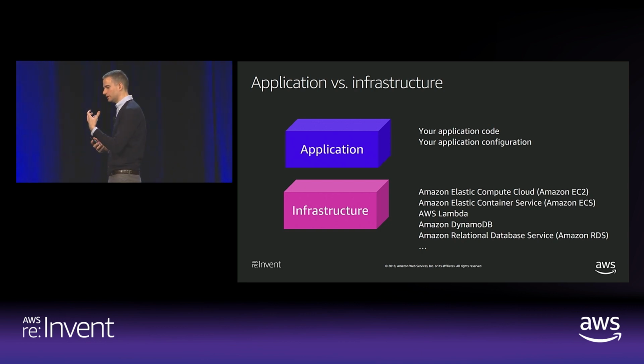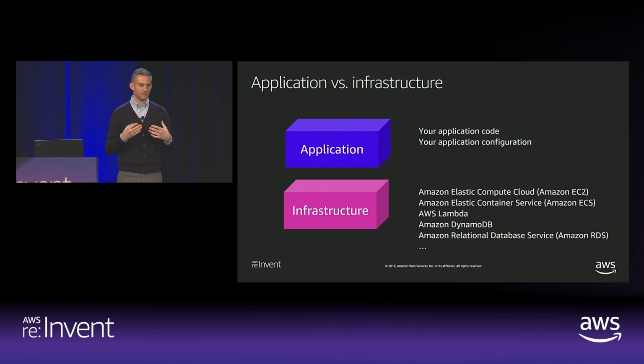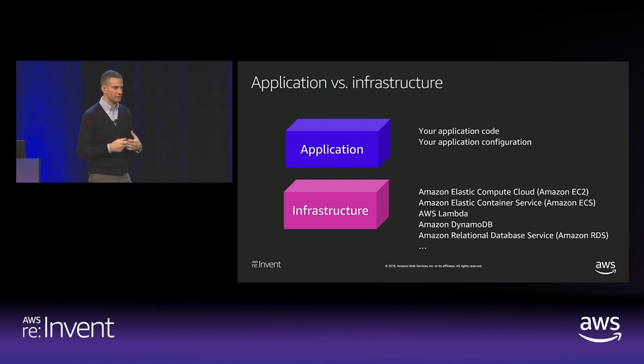And then the underlying infrastructure is what you need in order to actually run it, right? Those are the services that you consume from a vendor like Amazon or from others: the EC2 instances, the Lambda functions, the RDS instances, DynamoDB, all of these services that you then need in order to run your business application.